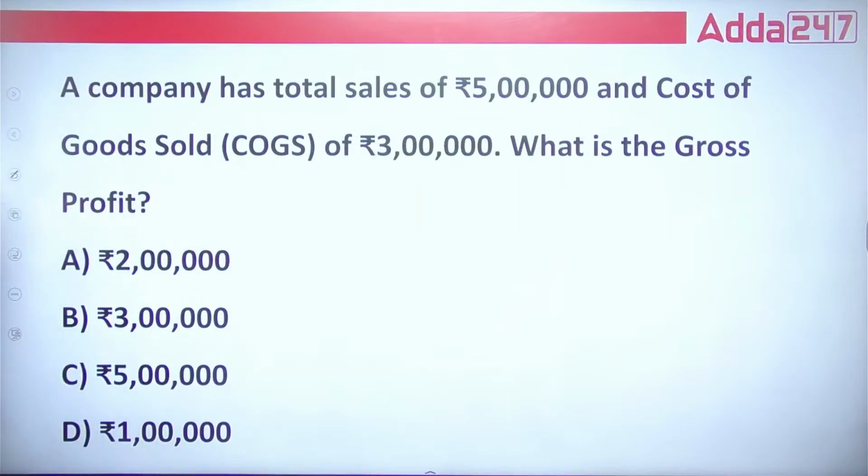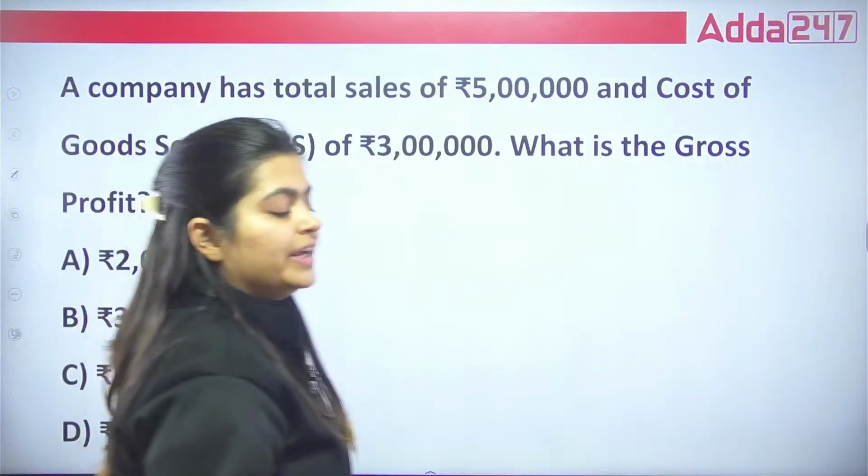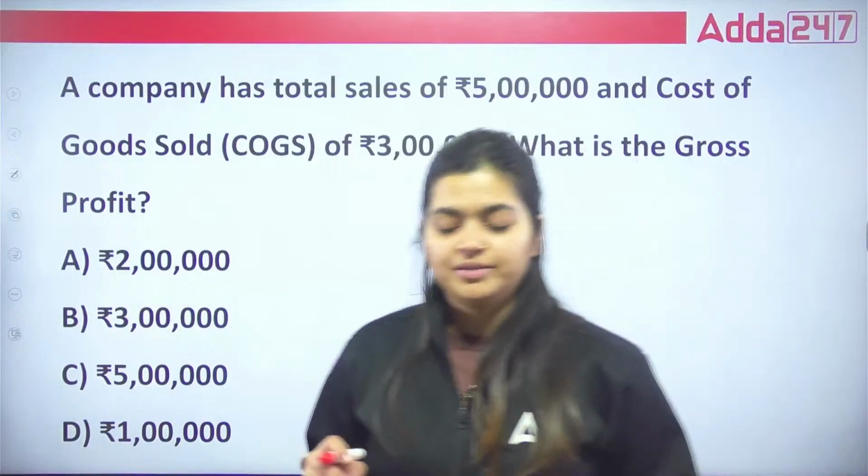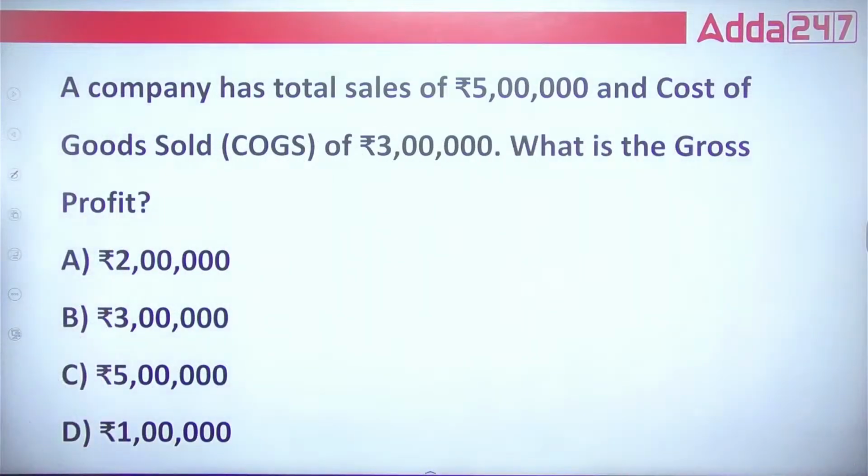Now, next question. A company has total sales of 5 lakh and a cost of goods sold of 3 lakh. What is the gross profit? A, 2 lakhs, B, 3 lakhs, C, 5 lakhs, D, 1 lakh. In this question, you need to calculate the gross profit amount. Be careful, try to solve and tell me the answer.